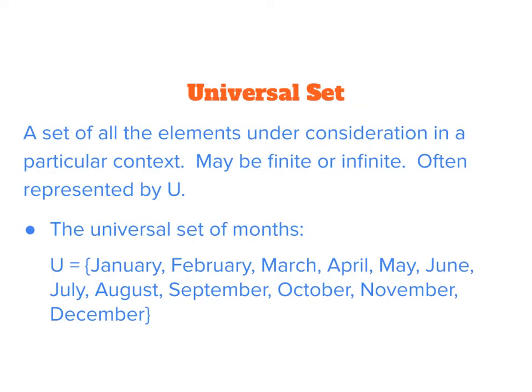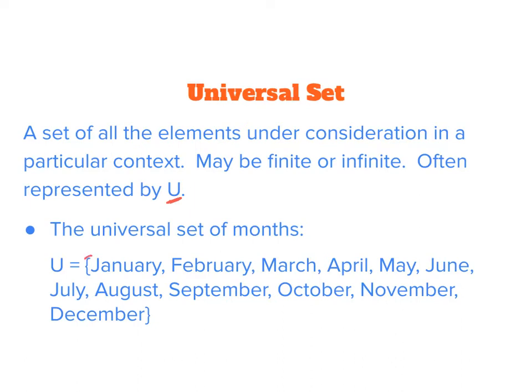So the first one is the universal set. We use the universal set to talk about all of the elements that are being considered for one specific thing. It can be finite. It can be infinite. We often use this U to describe it, but it doesn't have to be described by the letter U. It can be described by any variable. So in this case, for the Gregorian calendar, the universal set of months would be January, February, March, April, May, June, July, August, September, October, November, December.